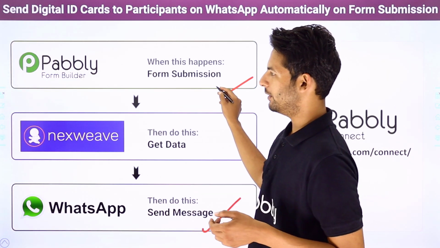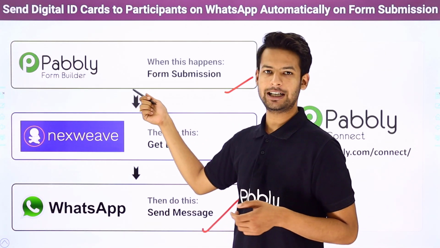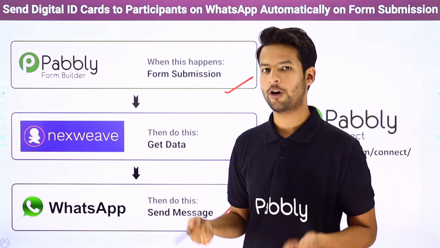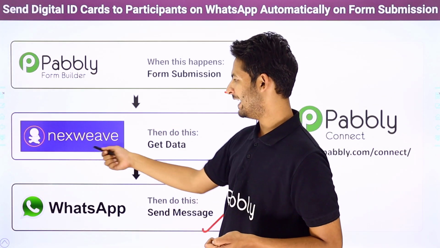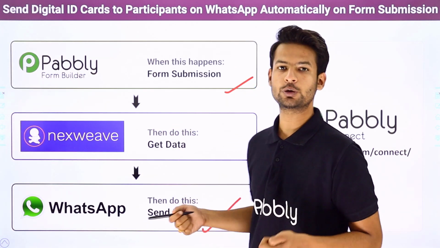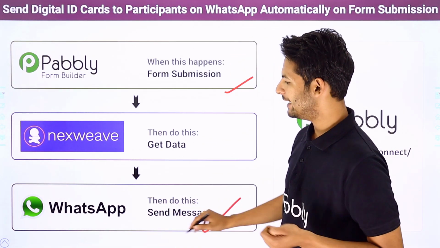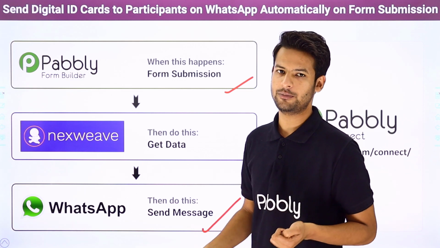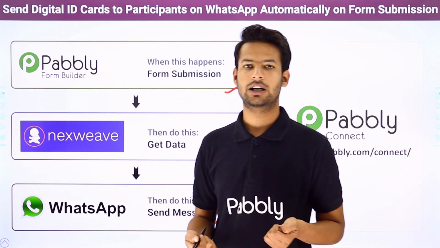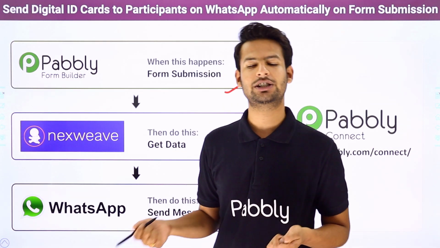First is Pabbly Form Builder. This is a platform provided by Pabbly where you can create your online forms. Then I have used Nextweave. Nextweave I have used to create the digital ID cards of participants. And finally I have used WhatsApp. You know, it is a famous chatting app, to send the participants their digital ID card.